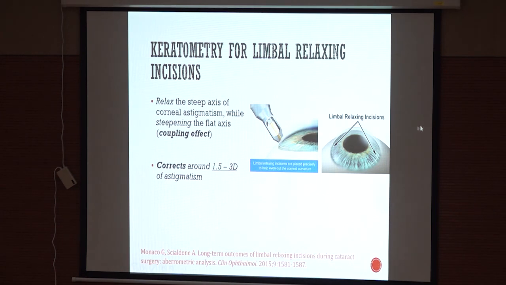So either a single incision can be taken along the steeper axis. In order to increase the amount of correction, we can do a coupled or two incisions along the same steeper axis, and this tends to correct about 1.5 to 3 diopter of astigmatism, can be done along with your cataract surgery.